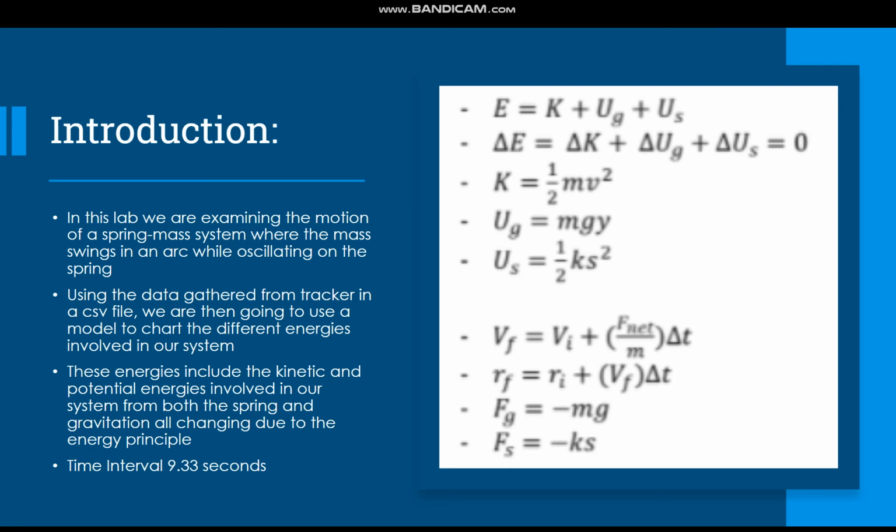Introduction. In this lab, we are examining the motion of a spring mass system where the mass swings in an arc while oscillating on the spring. Using the data gathered from our tracker in a CSV file, we are then going to use a model to chart the different energies involved in our system. These energies include the kinetic and potential energies involved in our system from both the spring and gravitation, all changing due to the energy principle. And our time interval is 9.33 seconds.